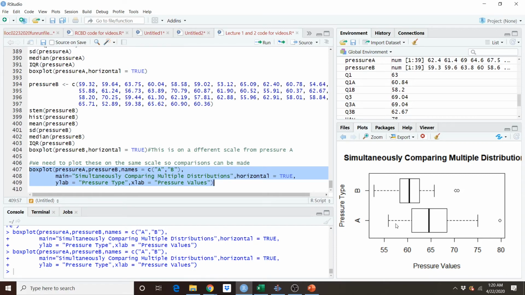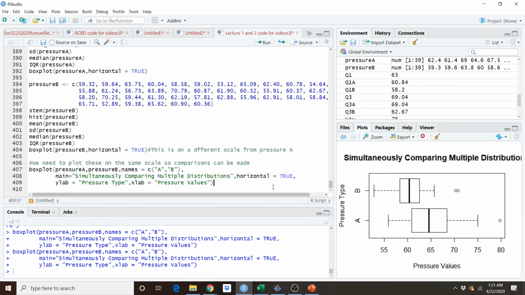So what would this tell us? Well, what this says is that it looks as though pressure A has a higher central value than pressure B. Now, this is important because if we're interested in how our pressure is affecting something, say the amount of pressure a pipe can take, would it be useful to have a higher pressure or a lower pressure?